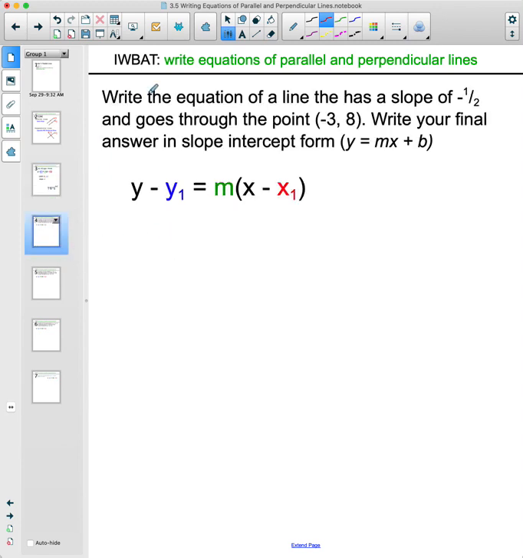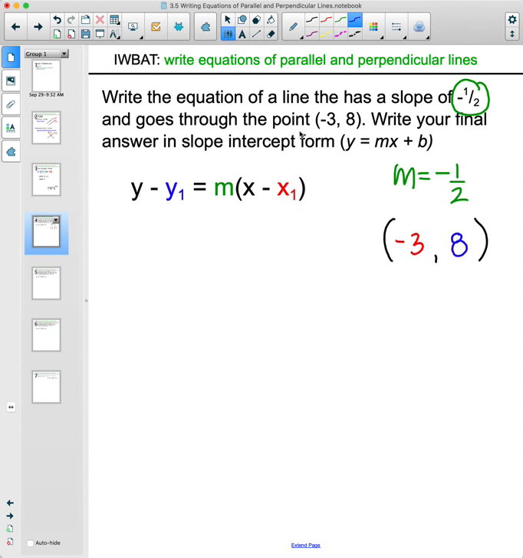So let's just write an equation given a slope and a point. Write the equation of a line that has a slope of -1/2. Okay, so here's our slope. So they just gave us our slope. And then that goes through the point (-3, 8). So now they're giving us a point. The x coordinate is -3 and the y coordinate is 8.